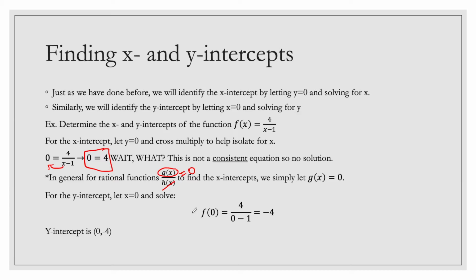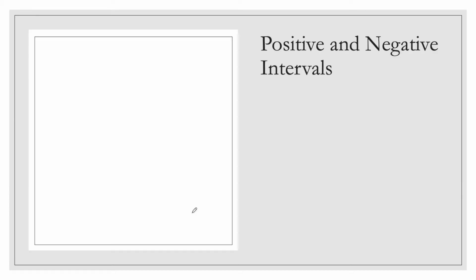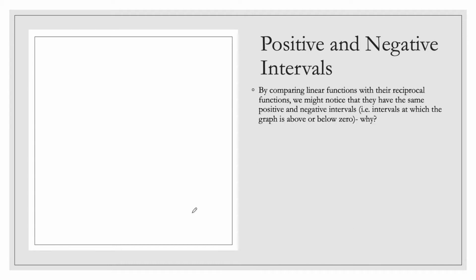So now let's review positive and negative intervals. Positive and negative intervals are basically intervals in which the function is positive, so greater than 0, or negative, less than 0. And the reason we go over this again is because the linear functions and the reciprocal functions will actually have the same positive and negative intervals, which will help us a lot in graphing the reciprocal function.